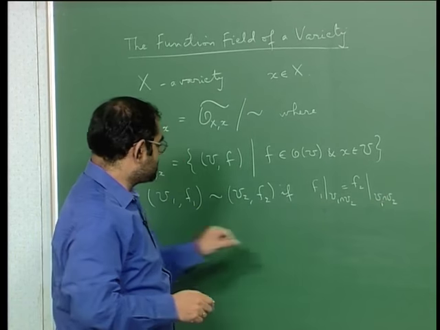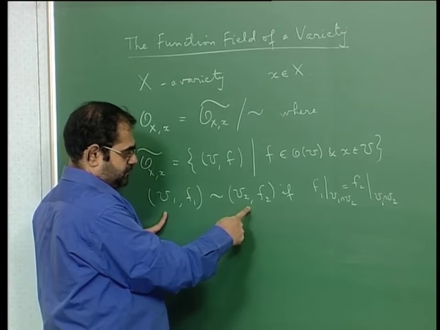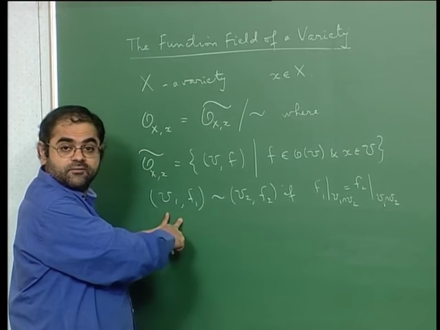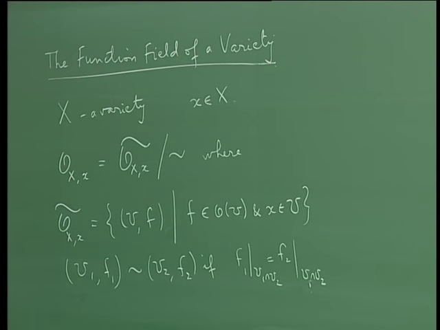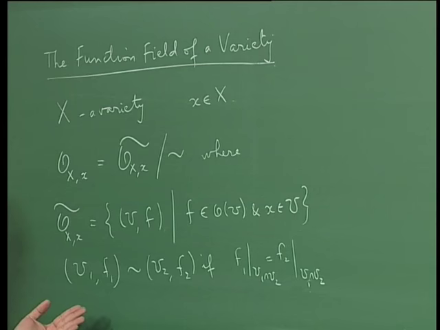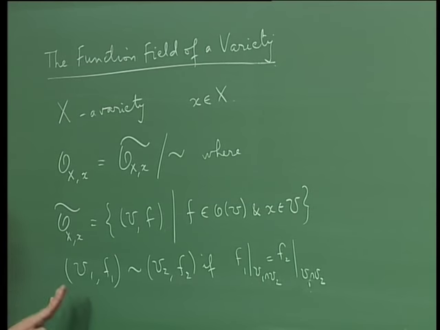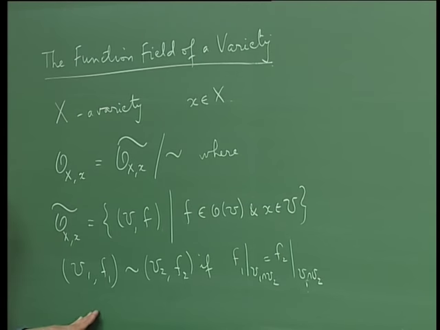In other words, these two functions can be glued together to give a bigger regular function on U1 union U2, okay. So in some sense, in the sense of complex analysis, we say that these are two functional elements which are direct analytic continuations of each other, okay.